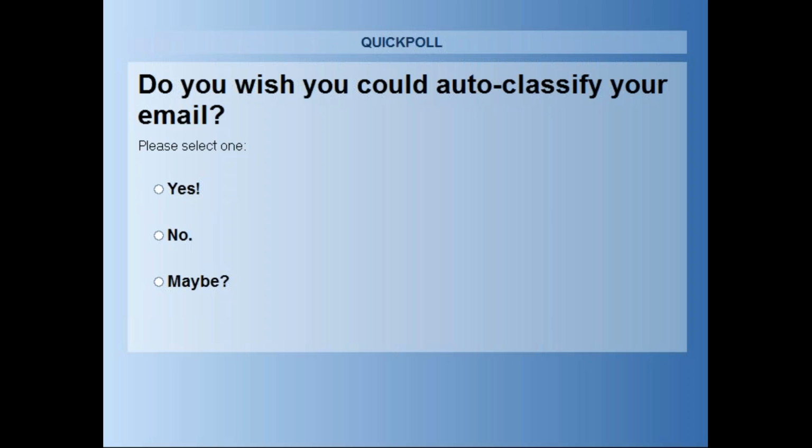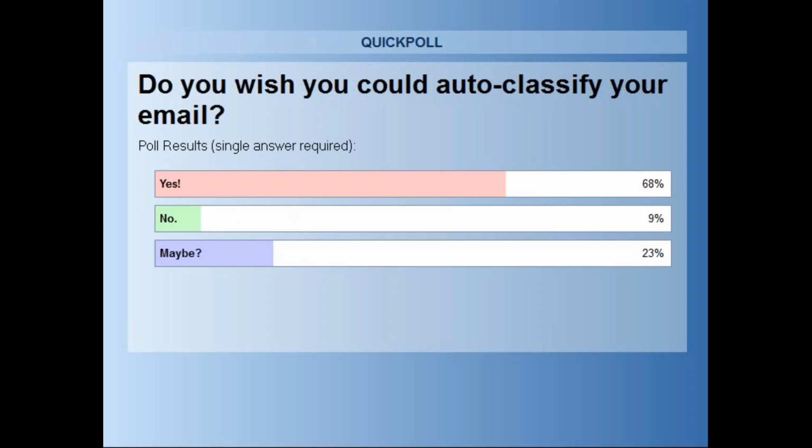All right, we're getting some honest maybes in there, by the way. Interesting. We're more than half. All right, let's go ahead and share the results. So the vast majority said yes with an exclamation point. A minority said nope, we don't want to auto-classify, 9%. And less than a quarter said we're thinking about it, maybe. Well, let's talk about it.